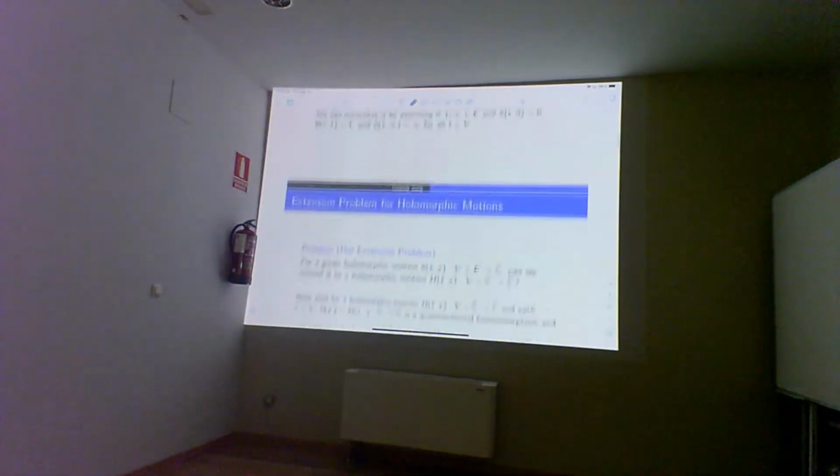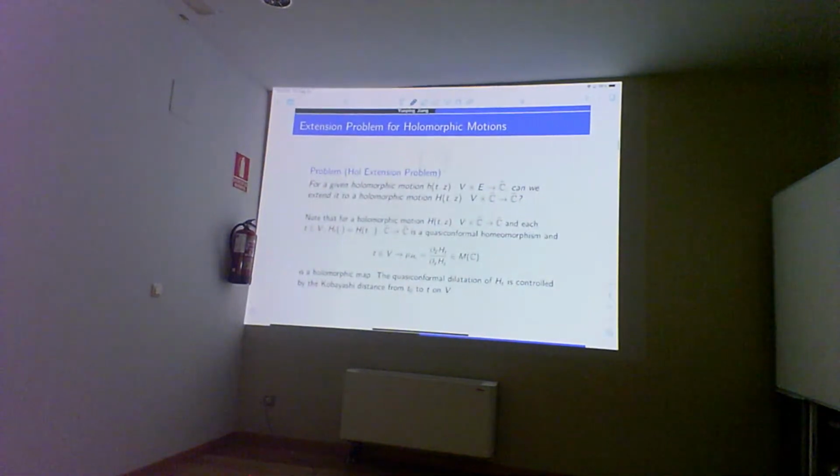So first, you have this so-called extension problem for holomorphic motion, right? That means for a given holomorphic motion from V cross E, now you think E is closed, can we extend it to a holomorphic motion on the whole Riemann sphere? Because if you can extend, that will be related with the measurable Riemann mapping theorem. I think everybody knows that here, right?